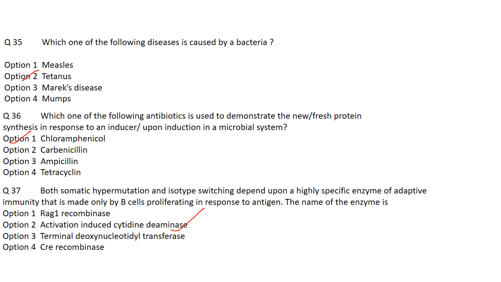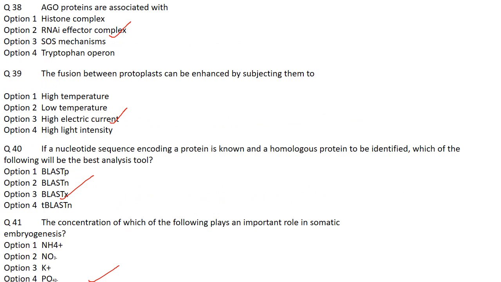Then next one. Both somatic hypermutation and isotype switching depend upon a highly specific enzyme of adaptive immunity that is made only by B cells proliferating in response to antigen. The name of the enzyme is, so it is activation induced cytidine deaminase. Answer is option 2. Then AGO proteins are associated with.